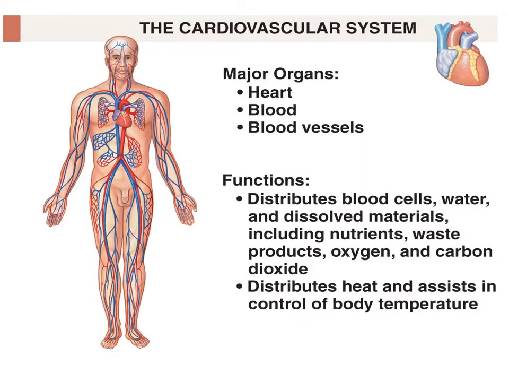The cardiovascular system is made up of the heart, blood, and blood vessels. This was our example earlier of an organ system. And it distributes blood cells, water, nutrients, oxygen, removes carbon dioxide from all parts of the body, removes wastes as well. And it distributes heat, which assists in the control of body temperature. That's a lot of different things already that's helping us with our body temperature.